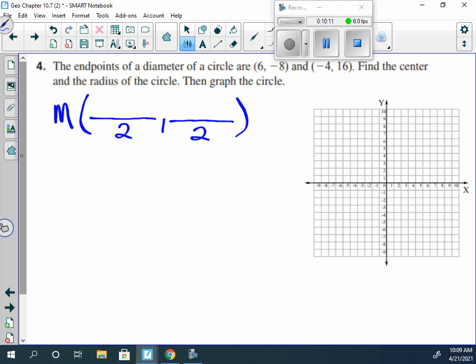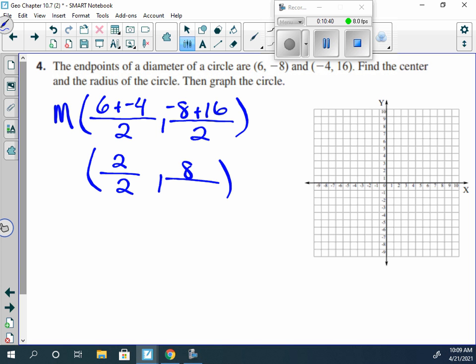So our two x values that we have are 6 and -4. Our two y values are -8 and 16. So at this point here, we could plug this into the calculator to get our answer. Or if we did this by hand, well, 6 plus -4 is 2 over 2. -8 plus 16 is going to be 8 over 2, which gives us 1, 4 as our center.